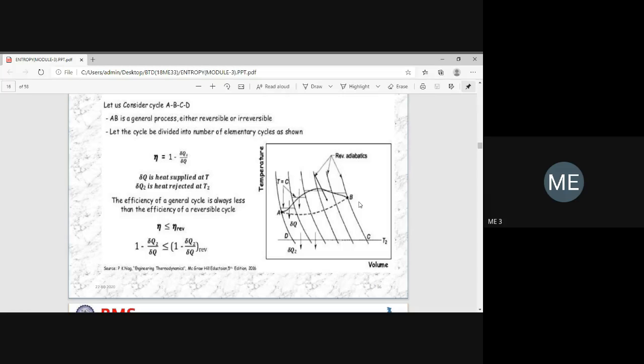AB is a general process. It may be a reversible or irreversible process. We came across this type of concept in Carnot's theorem. Carnot's theorem states that of all the engines, the reversible cycle is the one which gives the maximum efficiency. Here AB is any general process. It may be a reversible process or it may be an irreversible process. Once again, we have to cut it with a number of reversible adiabatic lines.